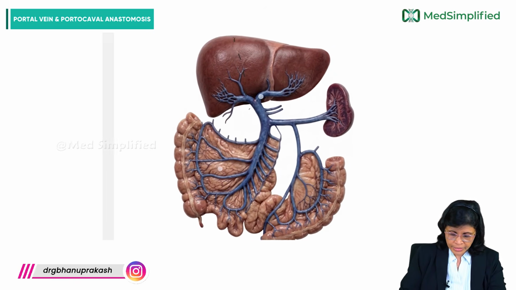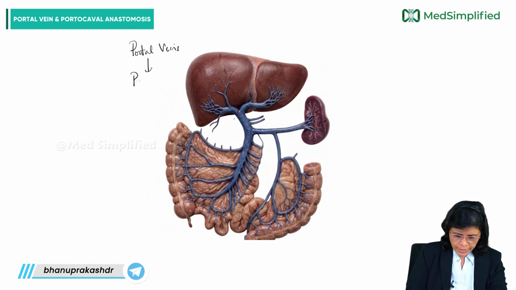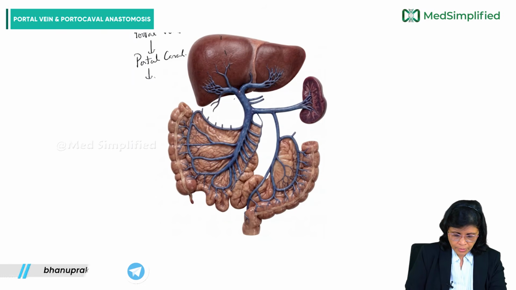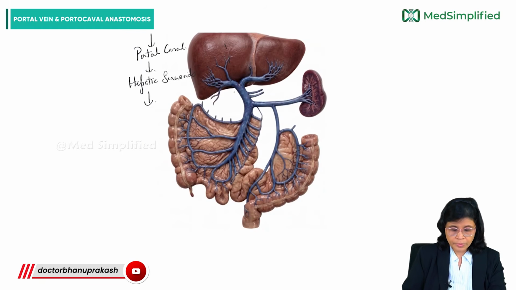The right and left branches, that is the two branches of the portal vein, open into the portal canal. And the portal canal opens into the hepatic sinusoids. Basically, after providing the nutrition to the liver, it opens into the central vein.